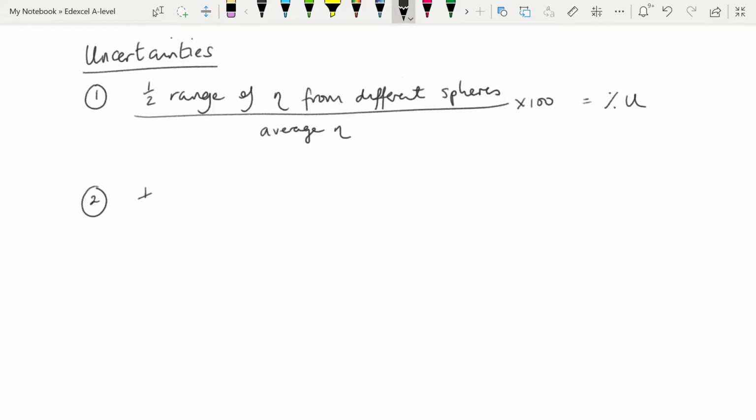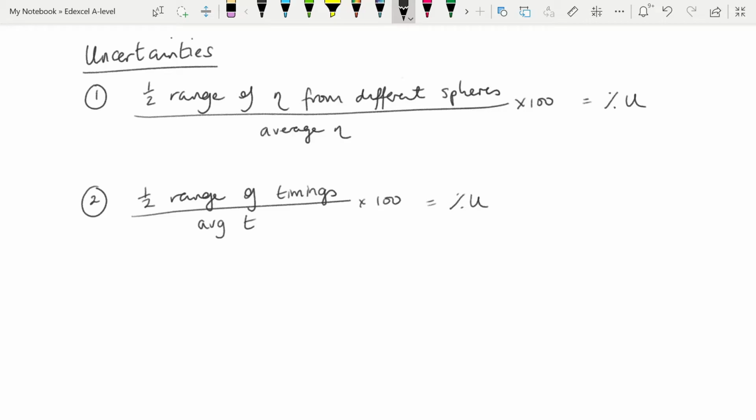Option 2 is to use half the range of your timing over your average t, multiply by 100, and get your percentage uncertainty in each of your times. You could be justified in ignoring the uncertainties in all others. After all, to find the diameter, you use a micrometer screw gauge, and we know that the micrometer screw gauge has a very high resolution, and even if you took repeats of the diameter, the chances of you getting much of a range in that diameter are slim, so you could ignore that, and that would be justified.